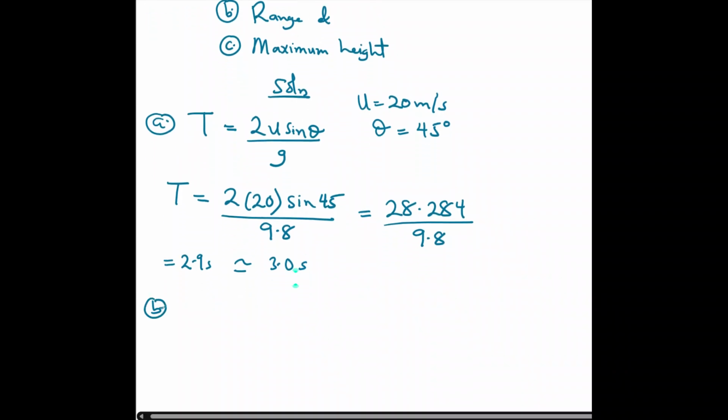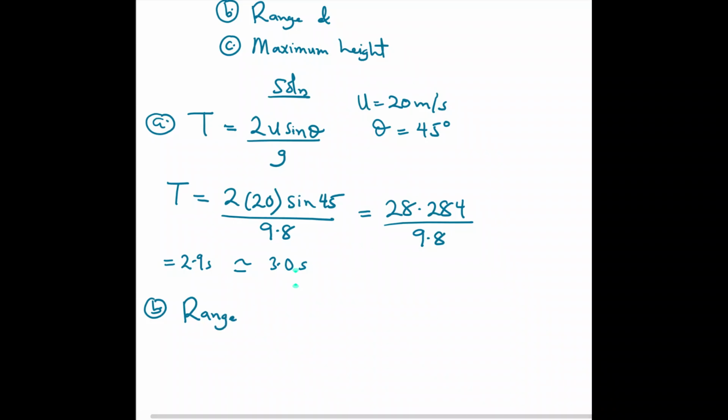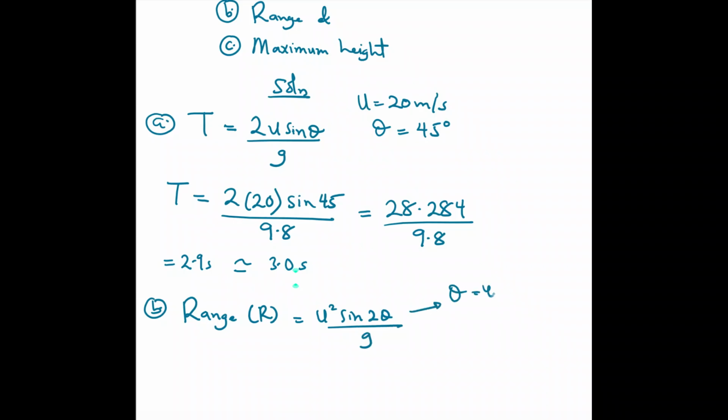So for the range, you can only have the maximum range of a projectile when the angle is 45 degrees. That's because the formula for range is U squared sine 2 theta over G. If theta is 45 degrees, as in this question, that would be sine 2 times 45, so sine 90, and sine 90 equals 1. So to have the maximum range of a projectile, your angle has to be 45 degrees.